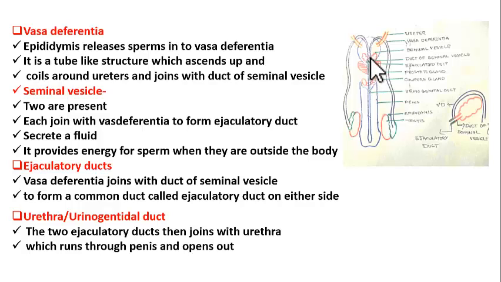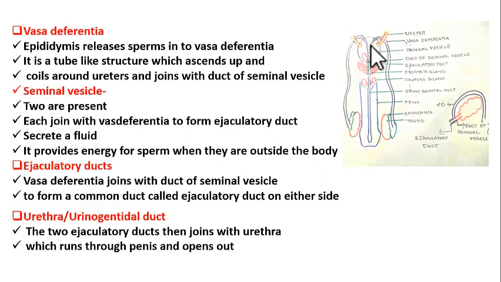So when sperms reach this region, they are mixed with the fluid of seminal vesicles, that is seminal fluid. So now sperms are mixed with seminal fluid. Understood? So that is what happens here. Next, what is the role of this fluid? The fluid of seminal vesicles helps in providing energy for the sperms when they are outside the body.